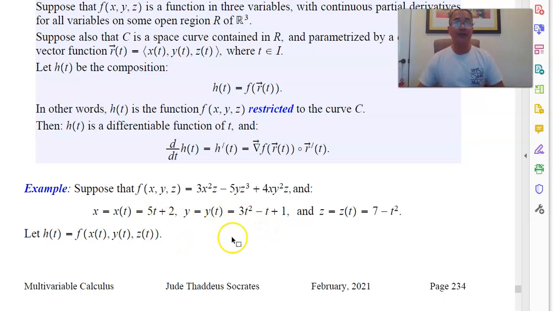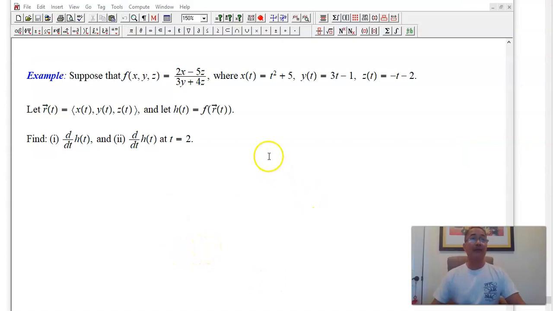I'm going to give you a rational function, and we'll see what the partial derivative is going to be. All right, so here's our rational function. We have f of x, y, z is 2x minus 5z over 3y plus 4z. And x is t squared plus 5, y is 3t minus 1, and z is negative t minus 2. And it appears twice. So r of t will be the vector function where we put all 3 together, and h is the composition f evaluated at r of t.